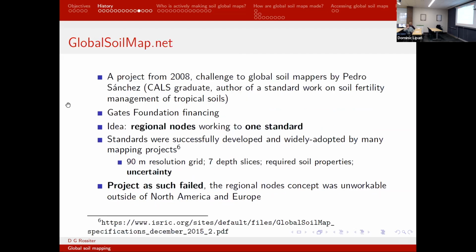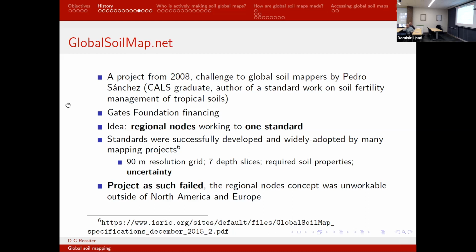Then there was a project which was a challenge from our own Pedro Sanchez. Many of you may know him, a Cornell graduate, who then moved up in the world and has the World Prize at some point. And he challenged us in 2008. I'm speaking of the soil mapping community, and he's a soil fertility management person, but he said, look, I want to go anywhere in Malawi on any farmer's field, and you tell me my fertilizer recommendation. He said, well, dream on. This is not going to happen, but we can do better.